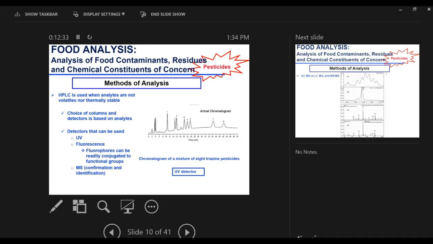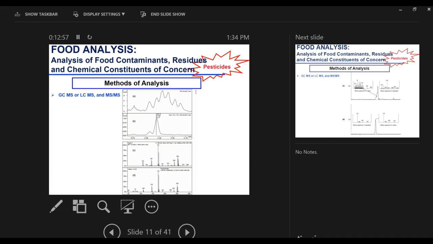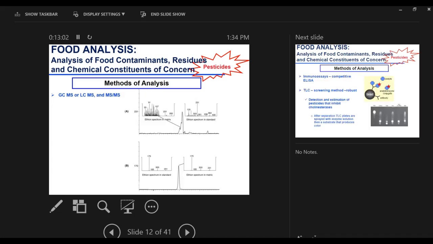HPLC is used with the polar pesticides that are non-volatile and not thermally stable. Again, the choice of column depends on the analyte itself, and the detector is usually UV or fluorescence, and in many cases you use MS to confirm the identity of your pesticide. And the MS usually is MS-MS, that means you have MS in tandem to get more fragmentation, reduce the noise, and be able to compare your sample to your standard by doing tandem MS.